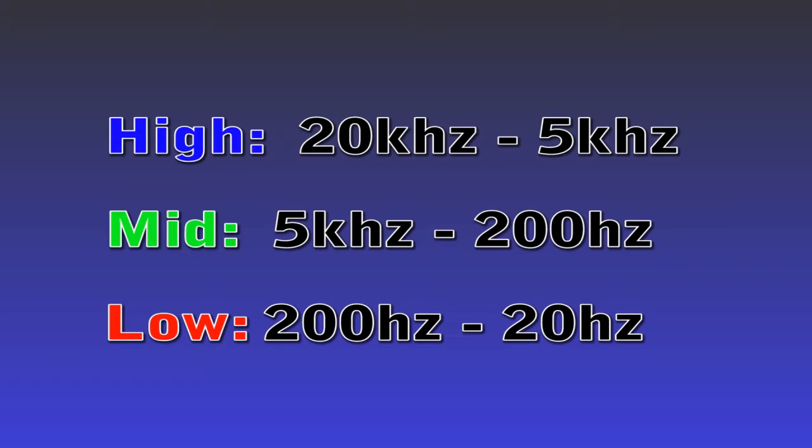Each frequency has a defined measurement in its speed, measured in hertz or kilohertz, which are the amount of cycles per second. A high frequency range has a frequency range of 20 kilohertz to 5 kilohertz. A middle frequency range has a range of 5 kilohertz to 200 hertz. A low frequency range has a range of 200 hertz to 20 hertz.